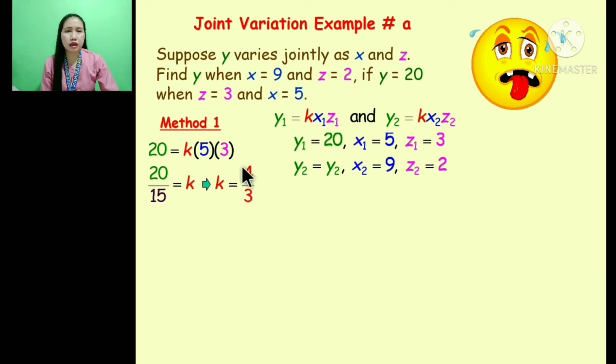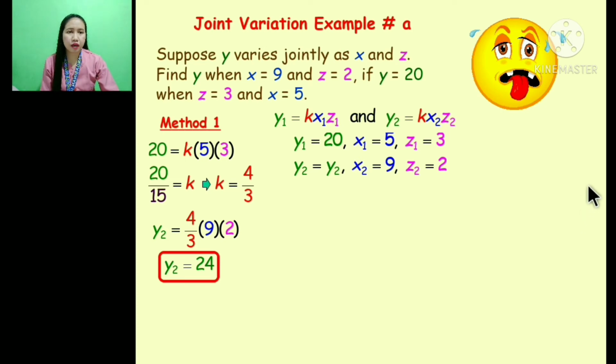Since we have now the constant, let's substitute now the constant to the second statement. Y sub 2 is equal to the constant, which is 4 over 3. Next, we have the x sub 2, which is 9, and the z sub 2 is 2. So let's simplify this. 4 over 3 times 9 times 2, and our y sub 2 is 24. That is our method number 1.